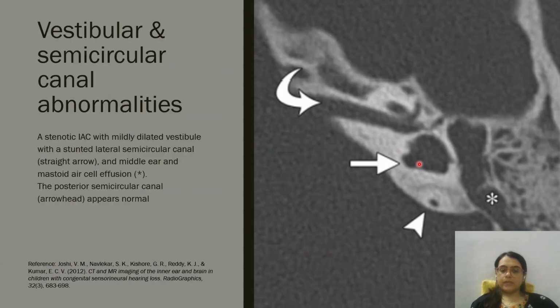Vestibular and semicircular canal abnormality. There is a dilated vestibule with stunted lateral semicircular canal. Posterior semicircular canal is normal. IAC is stenotic, and we can see effusion in the middle ear cavity and the mastoid.